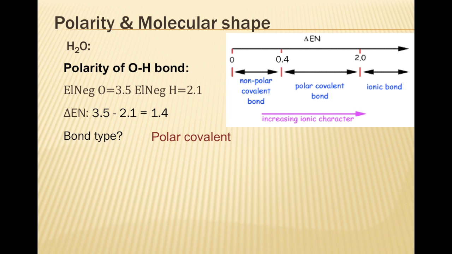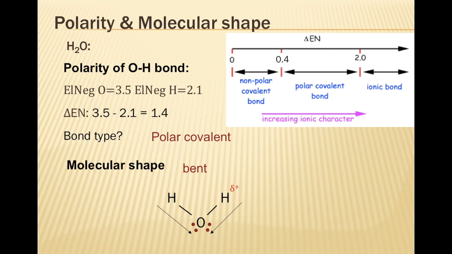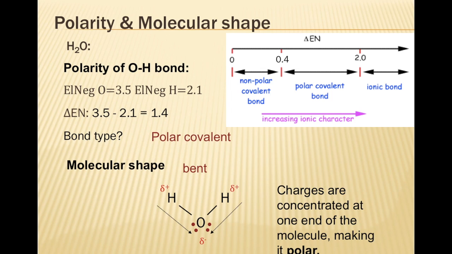So let's look at the shape of water. This has a bent shape, and that's because the two lone pairs of electrons push the hydrogens towards each other. So if we figure out where the charges are, we have a partial negative charge on the oxygen, because remember it's got a stronger pull on electrons than the hydrogen does, and partially positive on the hydrogen. And because it's bent, the entire molecule is polar.